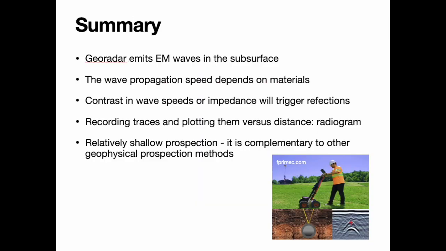So as a summary, the georadar emits electromagnetic waves in the subsurface. The propagation speed depends on the nature of the material. When we have contrasting properties in the subsurface, or contrasting impedance, reflection will be triggered. The recording of the traces and the plotting of the traces versus the distance is basically a radiogram, and this radiogram can be interpreted to reconstruct the structure of the subsurface.